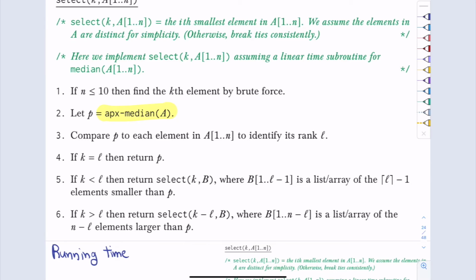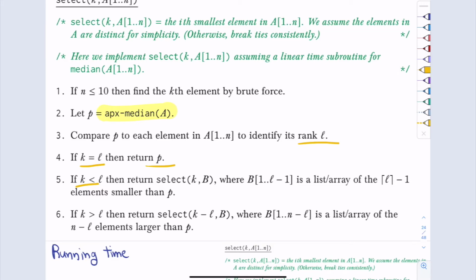So I can take that approximate median and compare it to everyone. That takes linear time. Right? I can see how many numbers are smaller, how many numbers are bigger. All right, so we do have to do a little bit of legwork to calculate what the rank turns out to be. If it's what we're looking for, then lucky us. Otherwise, did I do this correctly? Good.